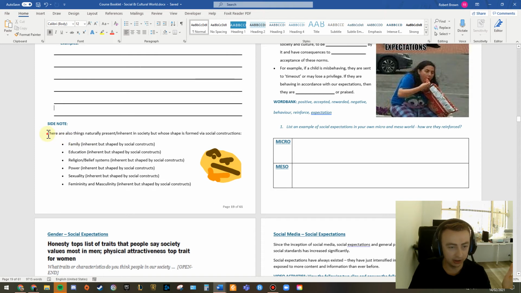And on a side note, I wanted to talk quickly about things that are naturally present or inherent in society, but whose shape is formed by social constructions. So things that exist on their own without us creating them, but we still shape them in a way. Inherently they're not social constructs, they exist, but they're definitely shaped by social constructs. So things like family has always been around. Everyone is born to a mother and a father, but our idea of what family looks like and how they should behave and act is shaped by our social construction.